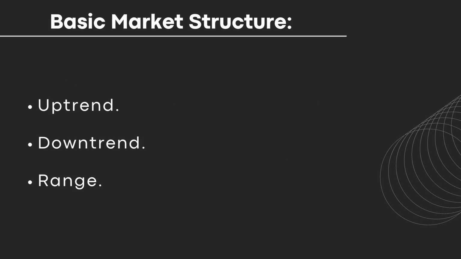Moving on, in basic market structure we've got three types of market structure: the uptrend, the downtrend, and last but not least, the range. Now we're going to see what each of those structures is made up of, and what the combination of highs and lows is for each. Some of you might be aware of it, but it's good to revise. So let's move on.